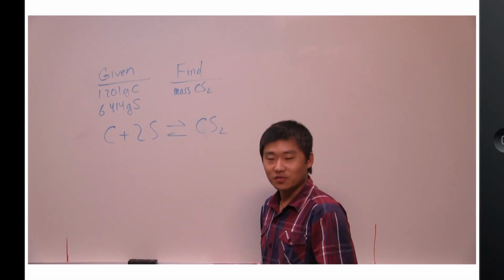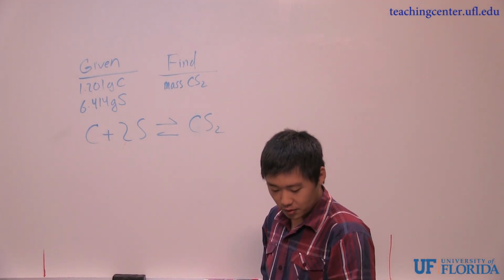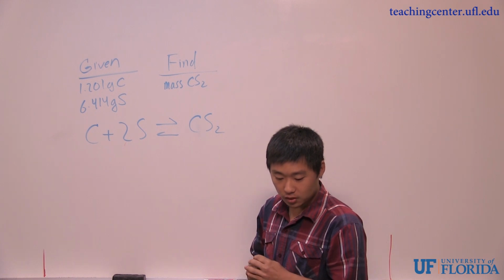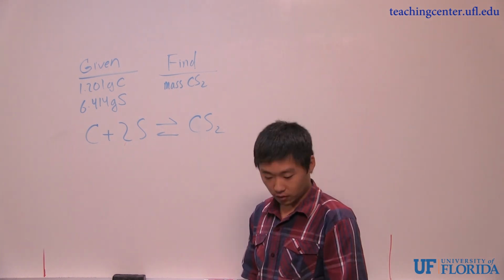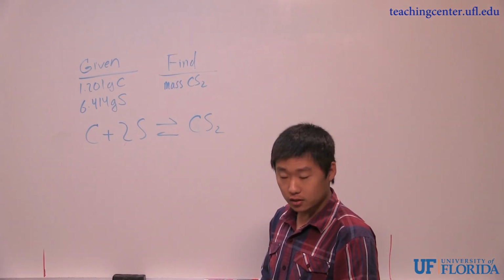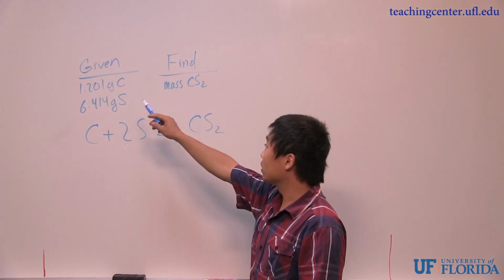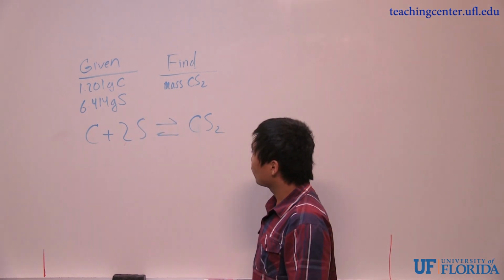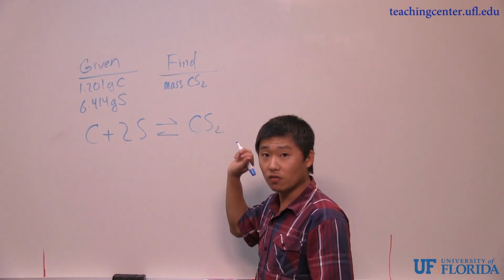Now let's do question 5. Question 5 states that in an experiment, 1.20 grams of charcoal reacts with 6.414 grams of powdered sulfur. Predict the mass of the carbon disulfide formed if there are no other products. Okay, so we're given 1.201 grams of charcoal, in this case carbon, and 6.414 grams of sulfur. And we want to find the mass of carbon disulfide.